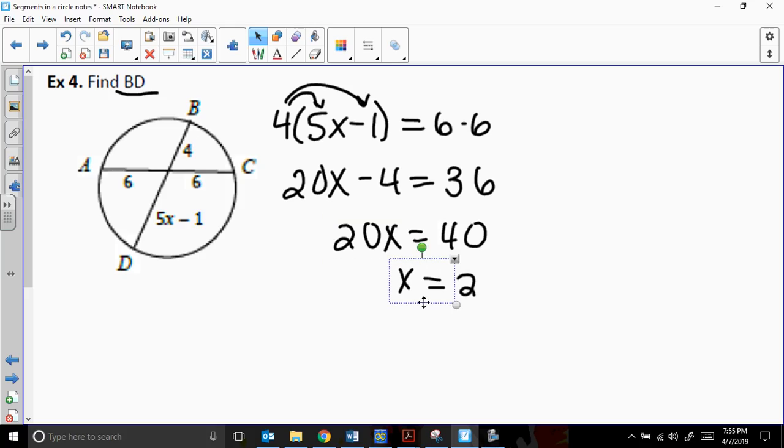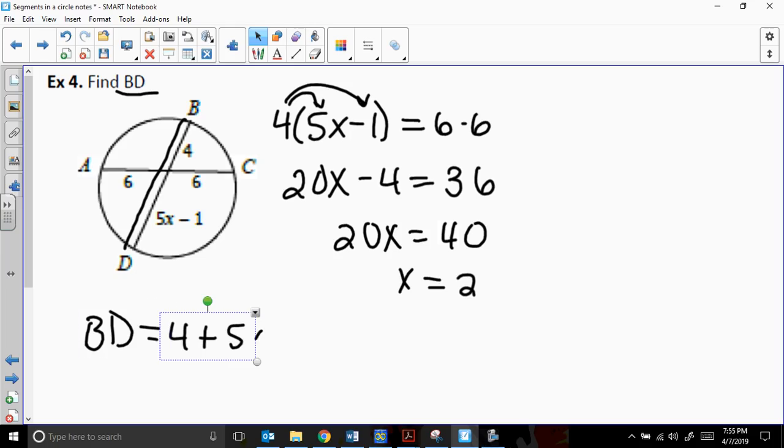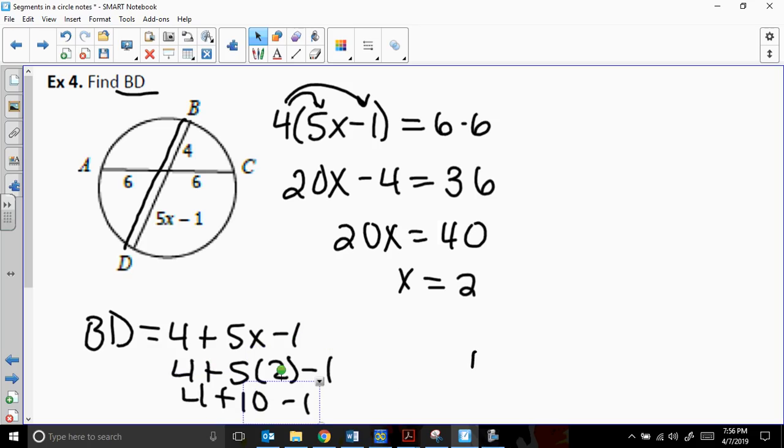So if we just wanted to find x, we'd be done, but we need to find BD. So BD is the entire segment. So we know BD is really the 4 plus the 5x minus 1. So we got to add them all together. So that's 4 plus 5 times 2 minus 1. So we get 4 plus 10 minus 1. And we do all that together, we end up with BD is equal to 13.